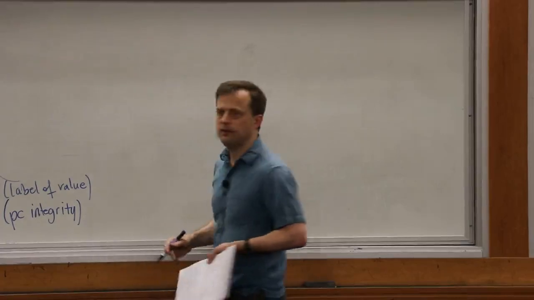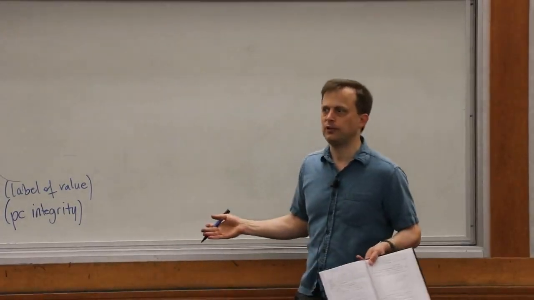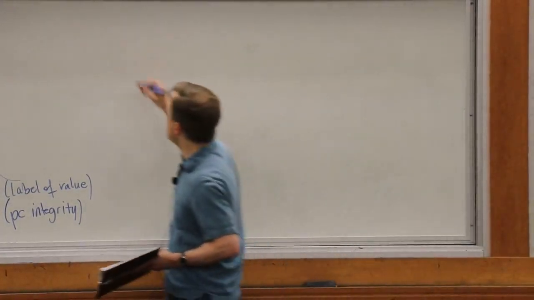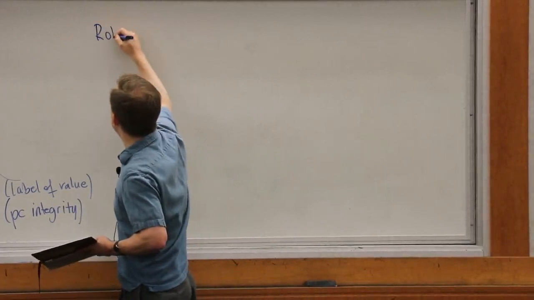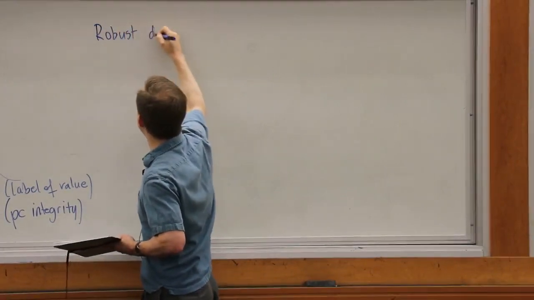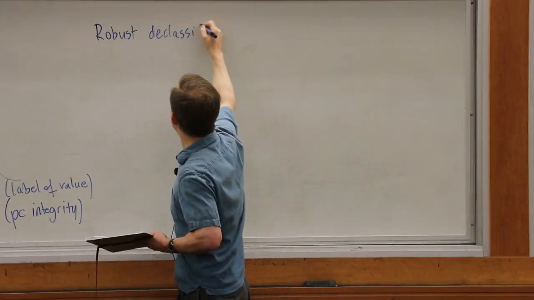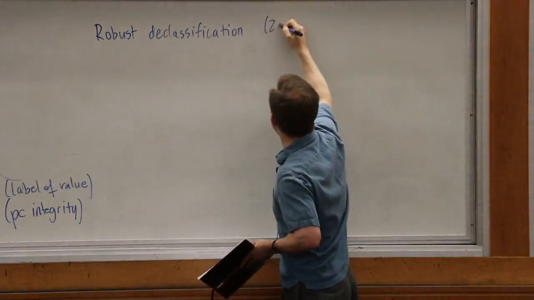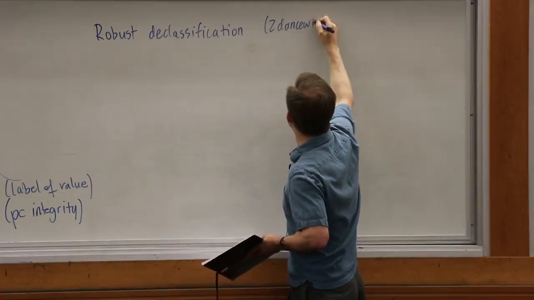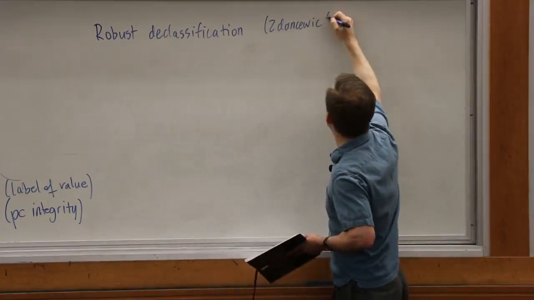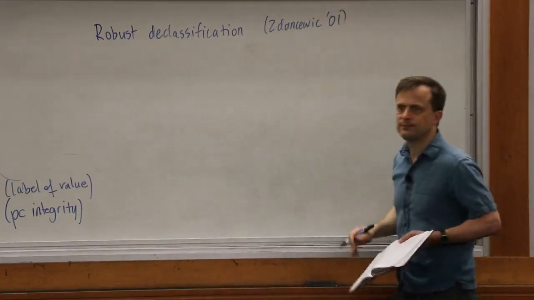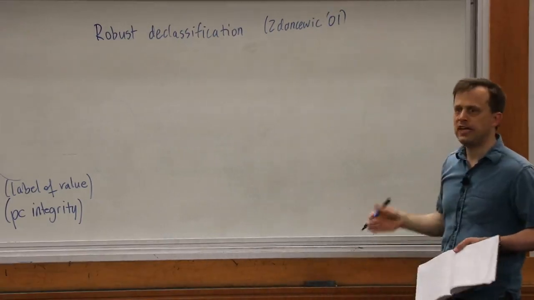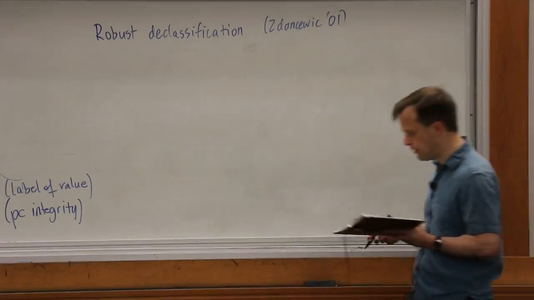Okay, so now I'm ready to write down a typing rule for declassify. And this typing rule is enforcing what we call robust declassification. This is from a paper by Steve Zdancewic and myself in 2001. Robust declassification tries to capture this idea that you need integrity to declassify.